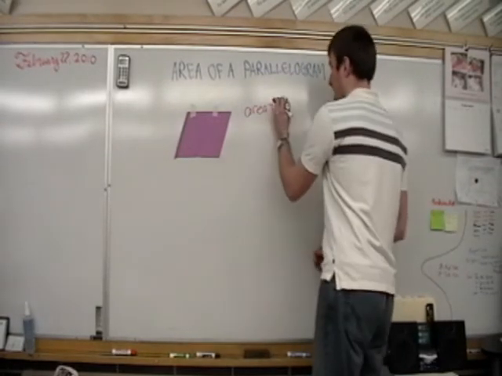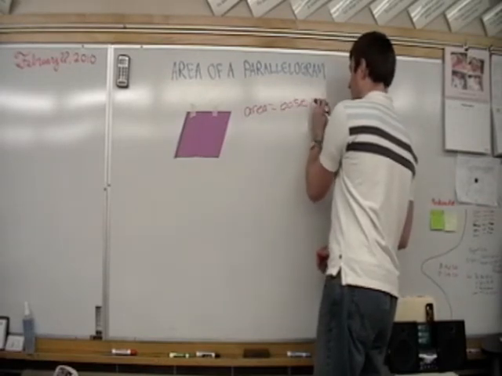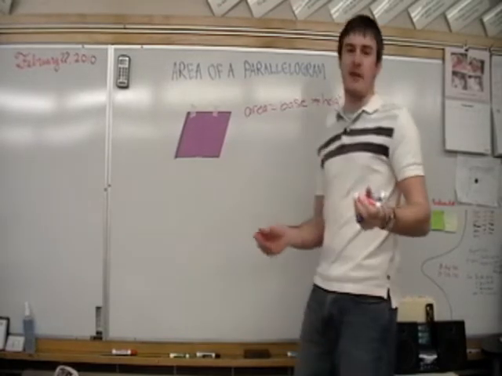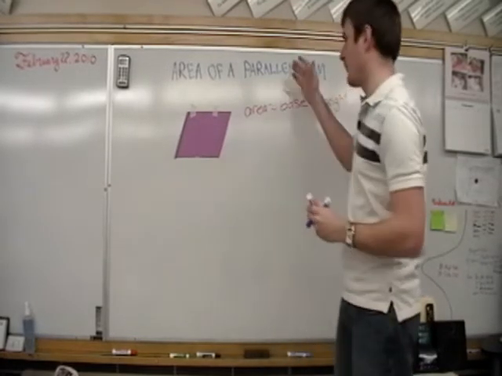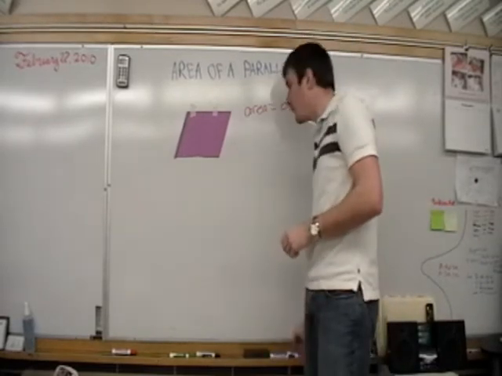Here we go. Base times height. Well, actually that's it. The area of a parallelogram is found the exact same way as the area of a rectangle. Now let me show you why that's true.